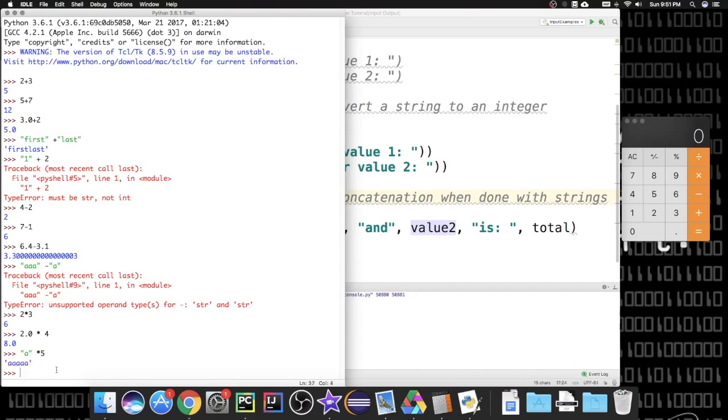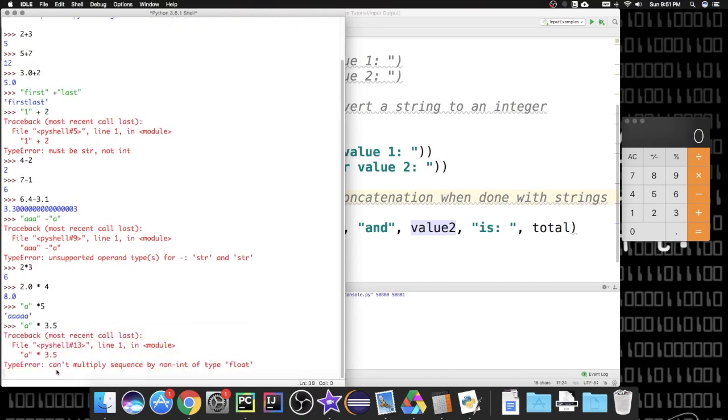Now, one quirky thing that you cannot do is take something like an A and multiply it by a 3.5. It won't let you do it. You can only multiply a string by an integer, something that's not a float. And it makes sense, because how are you supposed to get 3.5 A's? It's not going to round it and do anything crazy with it, so it's just going to give you 3 if you type in an integer value. Okay. So that's multiplication, pretty simple, straightforward.